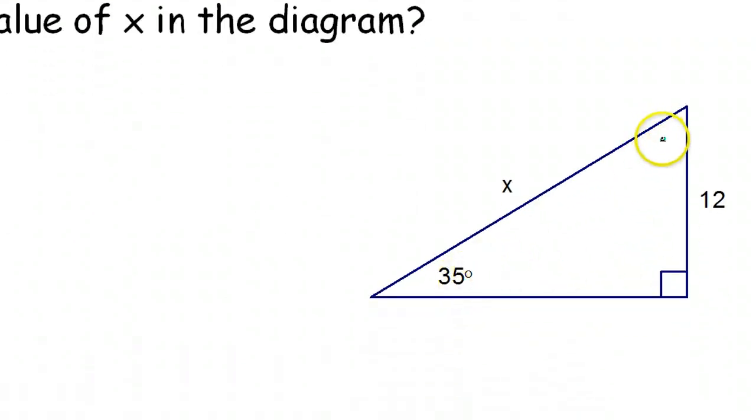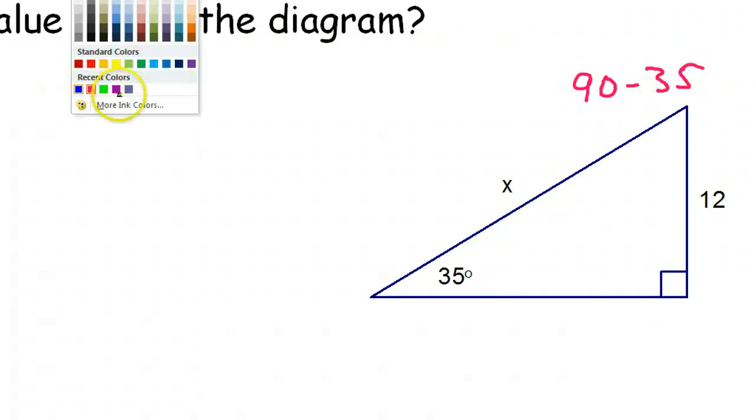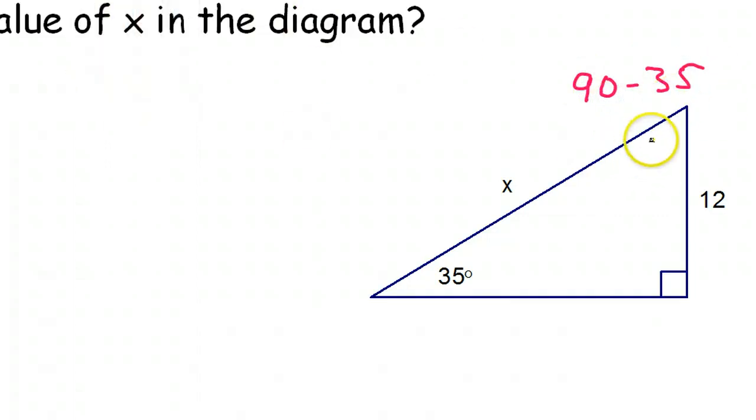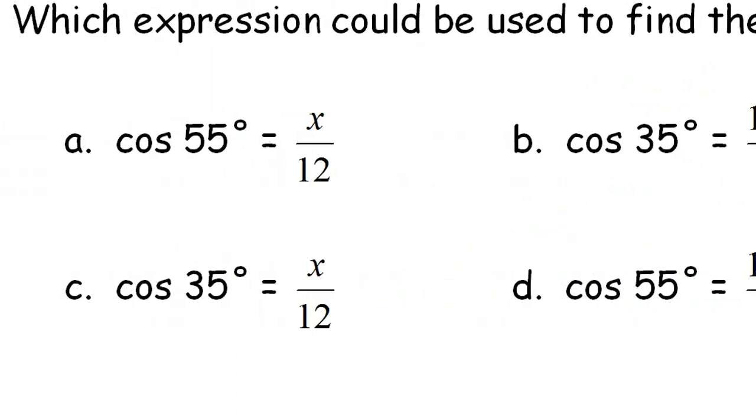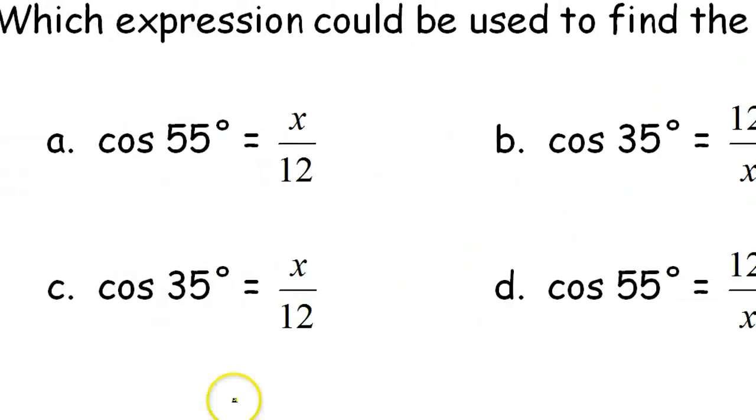Well, I wonder what this other angle is right here. How would I find out? These two angles are complementary. If I want to find the other angle, I should do 90 minus the first angle. Am I right? What is 90 minus 35? Oh, 55 degrees. Okay, so that's where they're getting the 55 from. So let's keep that in mind as we do these problems.